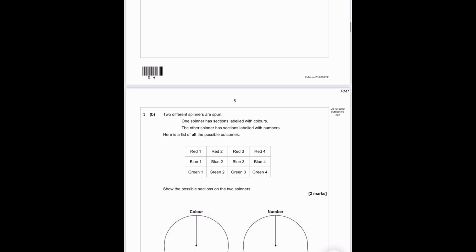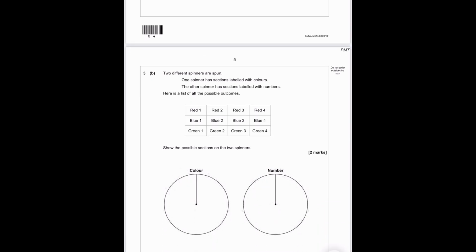Question 3b. 2 different spinners are spun. One spinner has sections labelled with colours. The other spinner has sections labelled with numbers. Here is a list of the possible outcomes. Show the possible sections on the 2 spinners. So we have colour is going to be equal. So we could have red, blue and green. And for the numbers, we have 1, 2, 3 and 4.